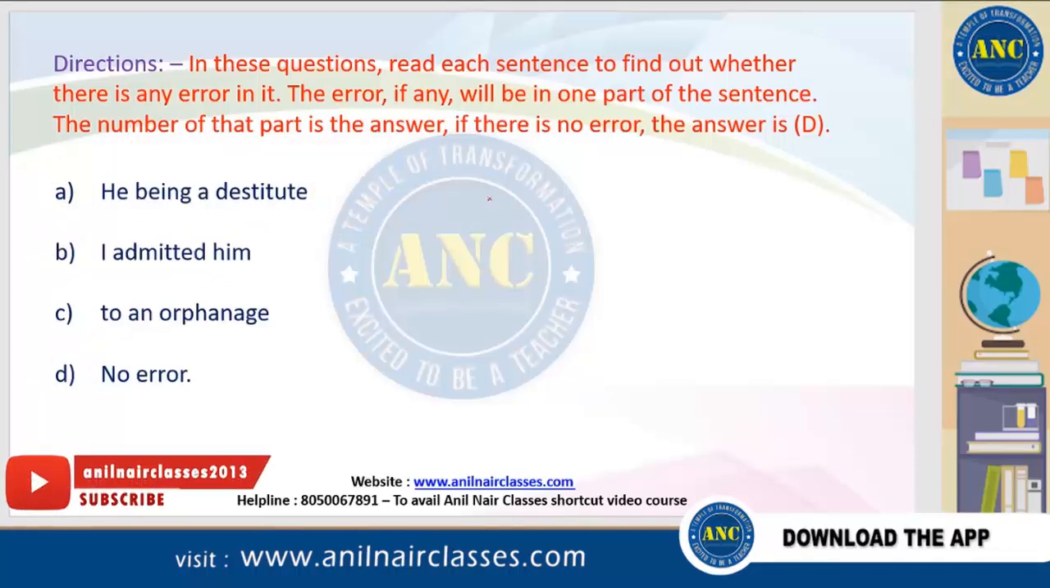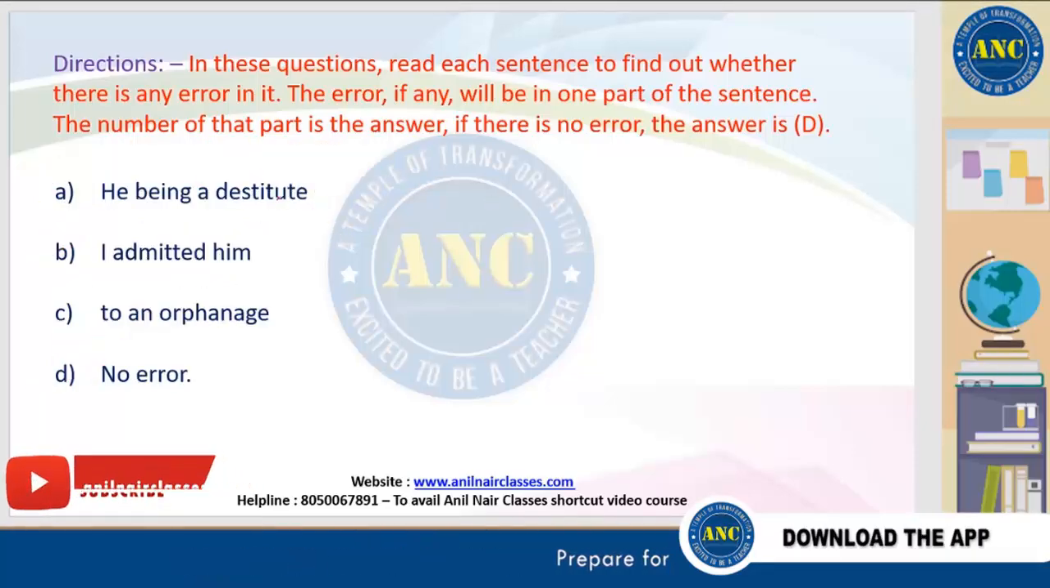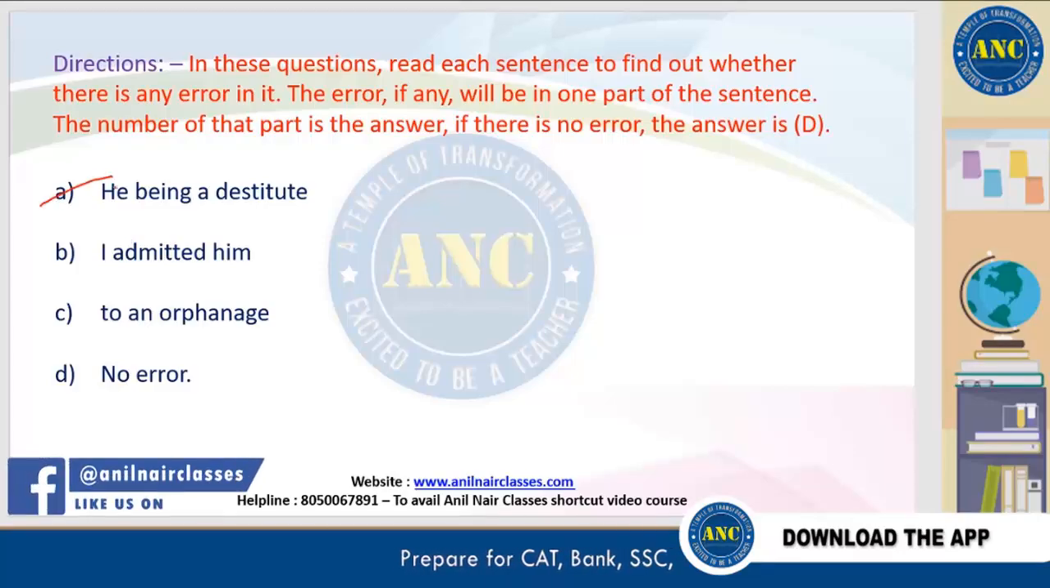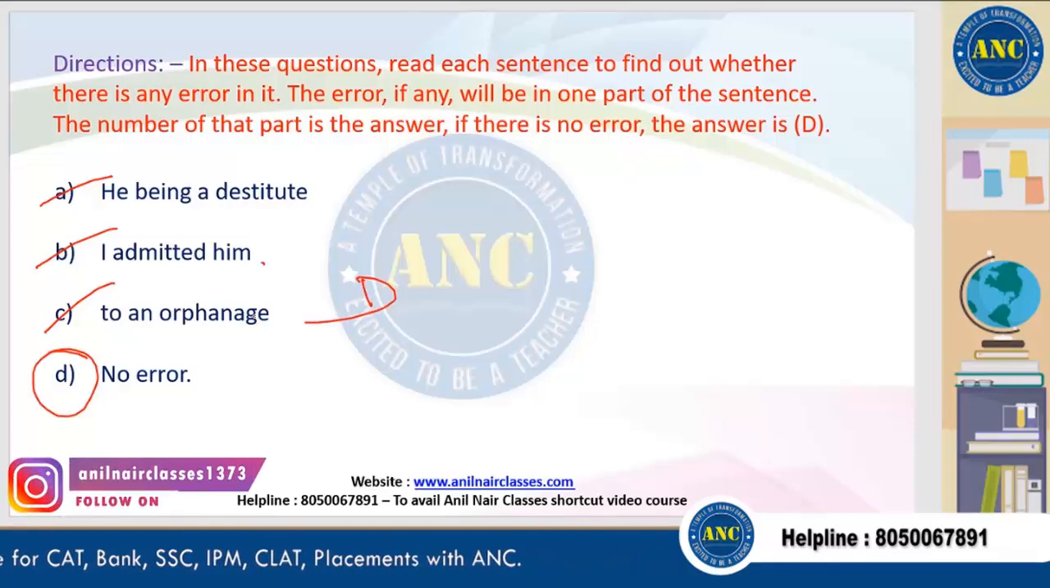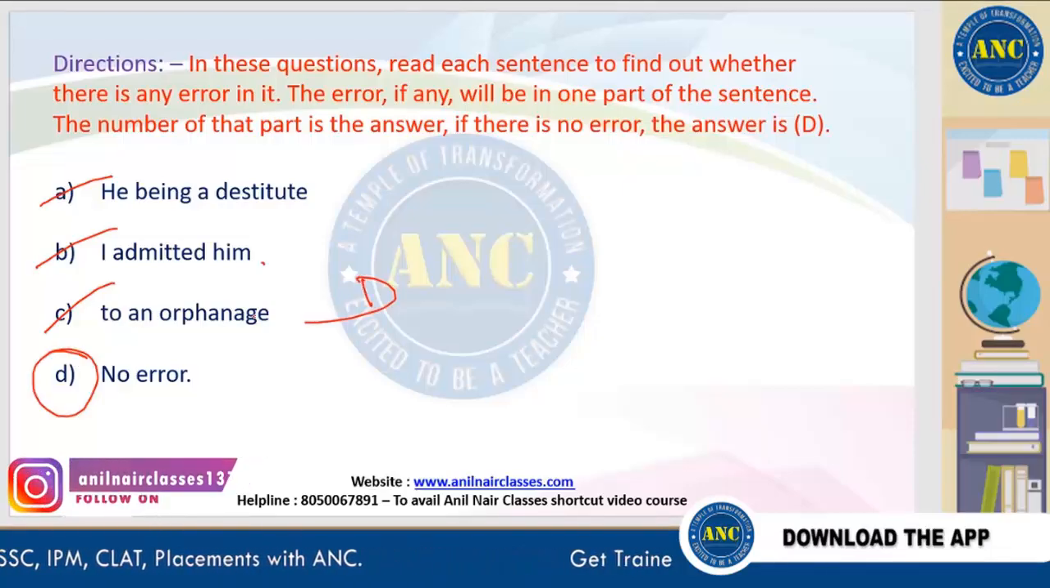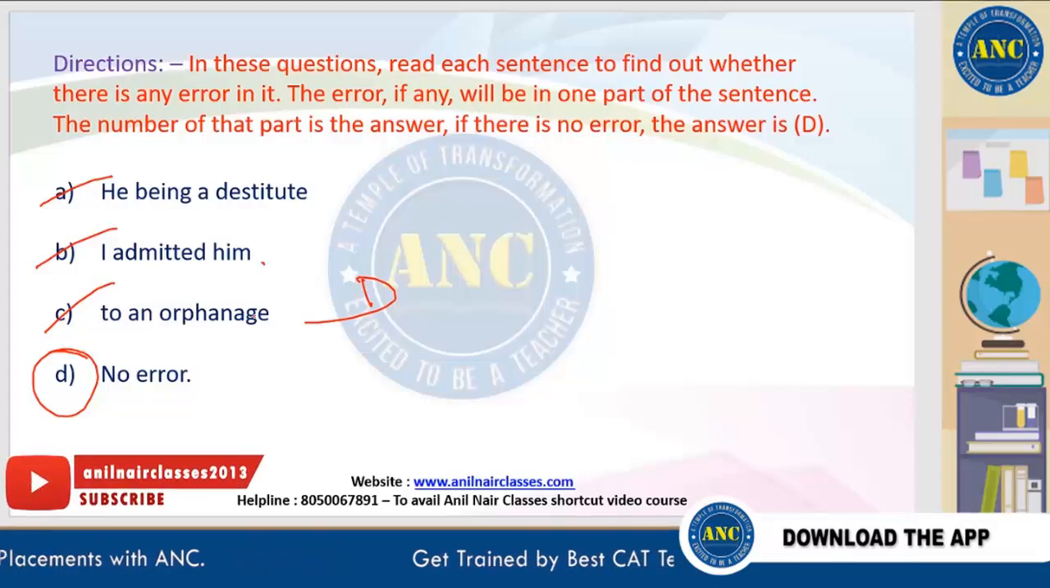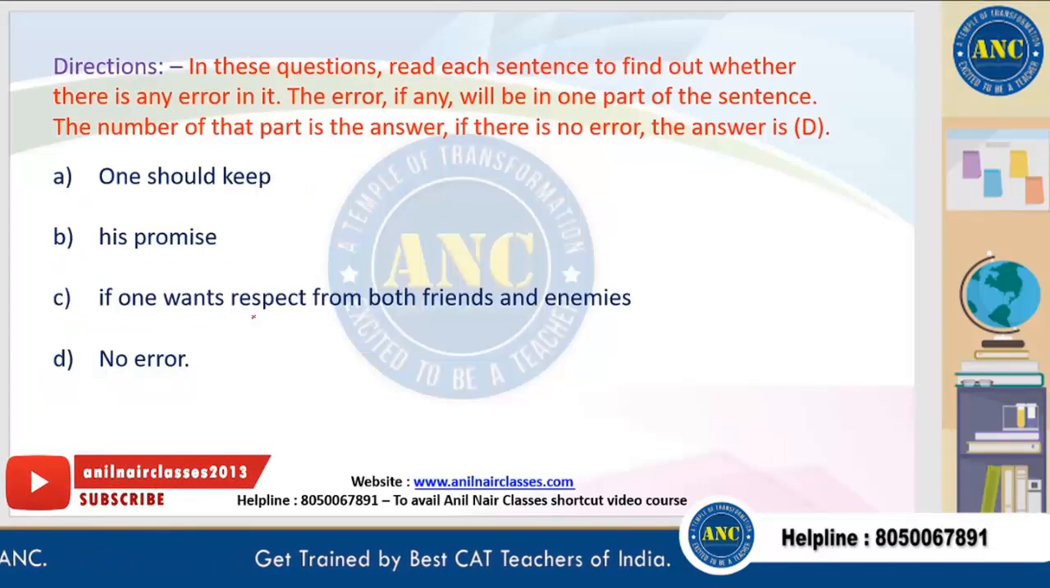Next one. He being a destitute, fine. I admitted him, fine, to an orphanage. Perfectly fine, no error. D is our answer. One fourth of the time, no error is the right answer. So please don't hesitate to select D as no error.